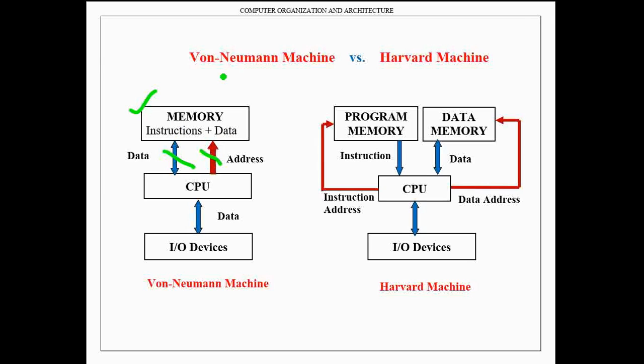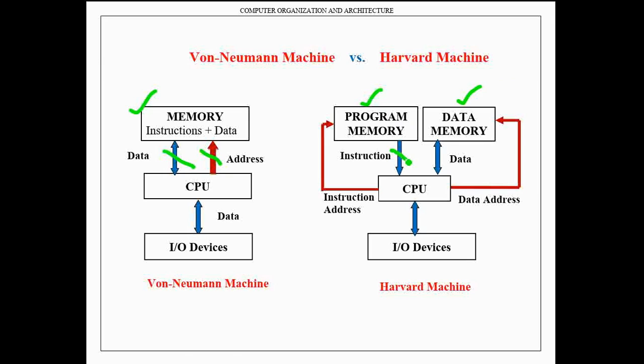Since the von Neumann machine uses a single memory, its design looks very simple. As well, the cost of developing a von Neumann machine is cheaper than a Harvard machine. And coming to the Harvard machine, it uses two different memories for storing instructions and data. That is, it uses program memory for storing instructions only, and data memory for storing only data.